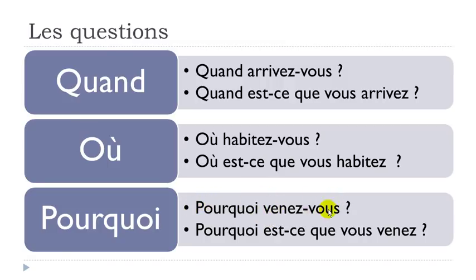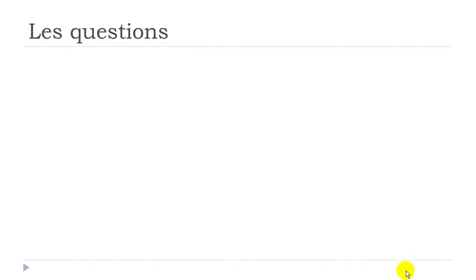Pourquoi venez-vous? Venir is to come. So why do you come? Pourquoi venez-vous? All right. Same rule here. If you want to add this est-ce, then you just keep the classic order, like subject and verb. Pourquoi est-ce que vous venez? Okay.